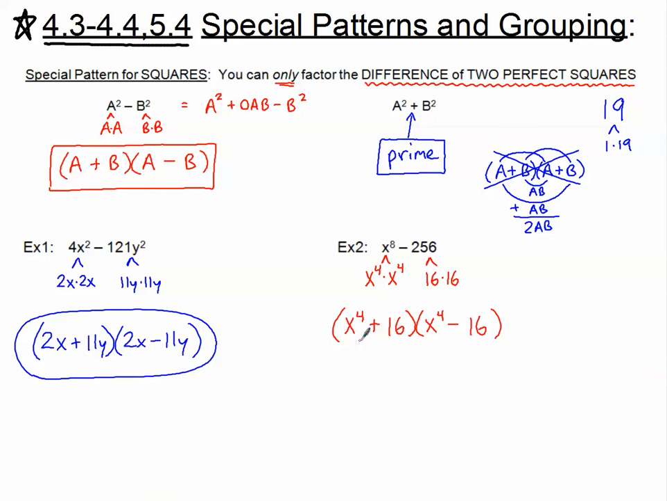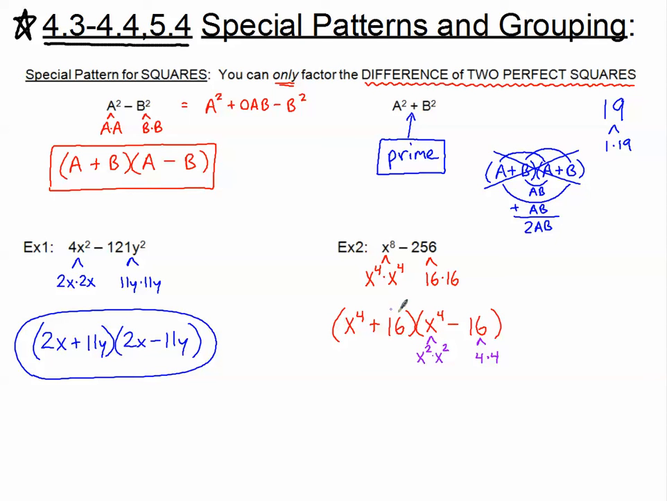Now I see this first set of parentheses. This is a sum of two perfect squares, and a sum of two perfect squares cannot factor. So we are finished with this, but look at this second set of parentheses. This is a difference of two perfect squares. X to the fourth is a perfect square because it's x squared times x squared. 16 is a perfect square because it's 4 times 4. So I can factor this more.